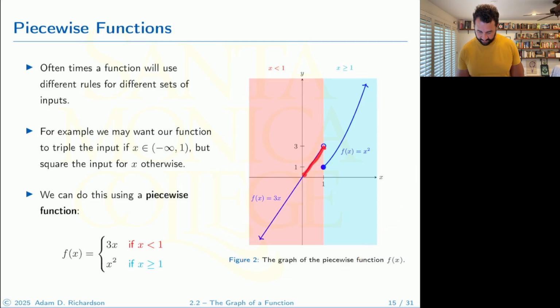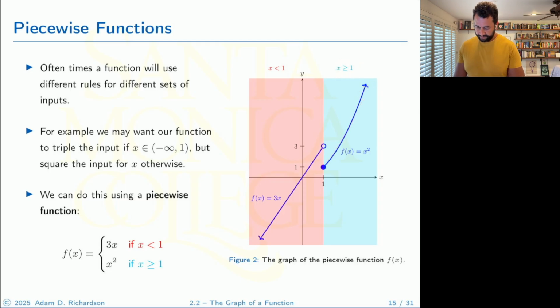So right here, this is the rule 3 times x. But it's only applicable when x is less than 1. Then once you actually get to the number 1 and beyond, you're going to square it. That's why it looks like a piece of a parabola right there. So here the rule is changing at a certain point. In this case, it's changing when x equals 1. That's why I color coded things here. When x is less than 1, this is what the graph looks like. When x is greater than or equal to 1, this is what the graph looks like.